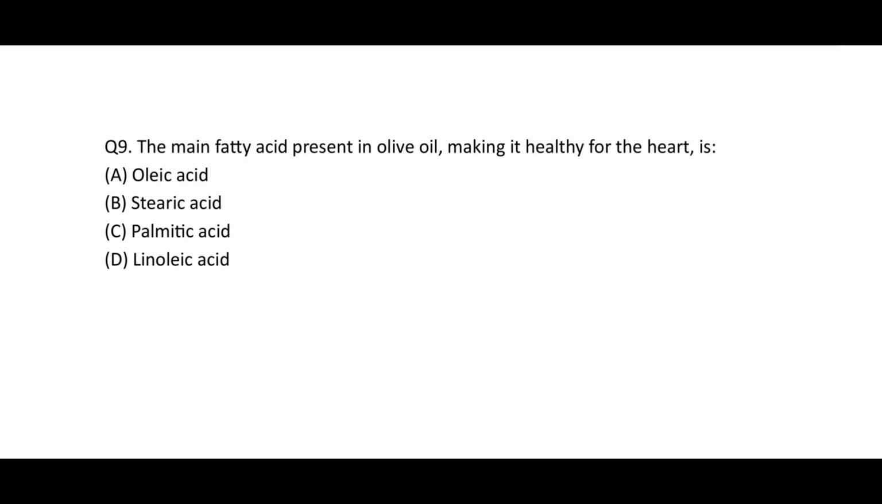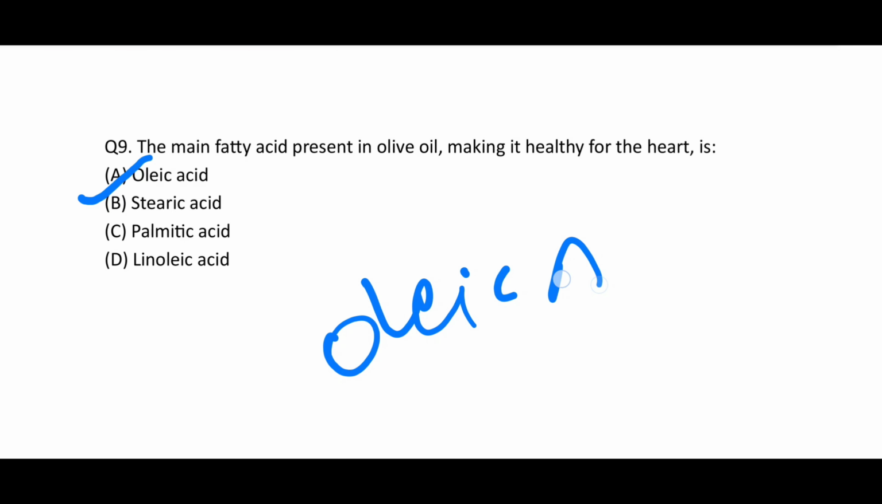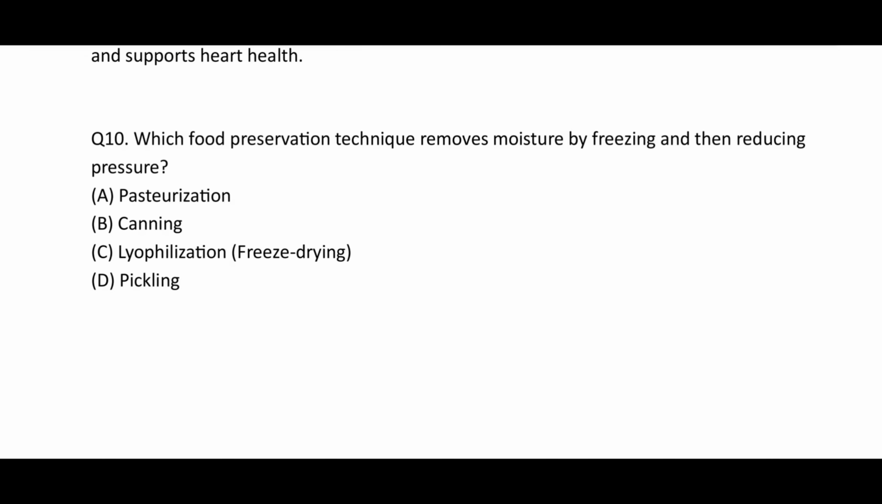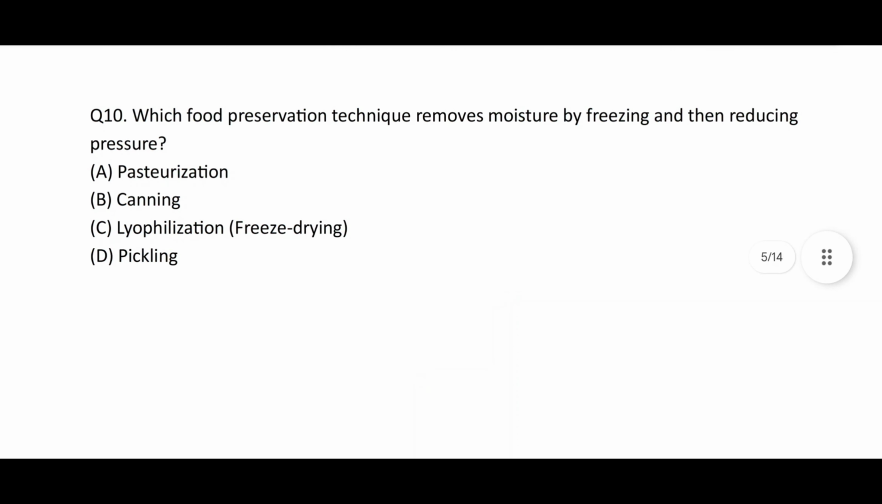Next question is, the main fatty acid present in olive oil making it healthy for the heart is. The right answer is option A, which is oleic acid. Olive oil is rich in oleic acid, which is a monounsaturated fat. The next question is, which food preservation technique removes moisture by freezing and then reducing pressure? This is called freeze drying and the right option is lyophilization.